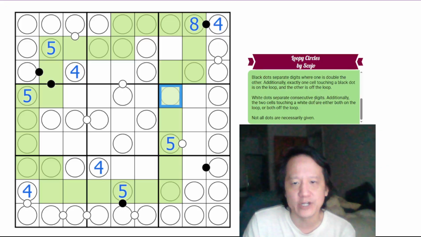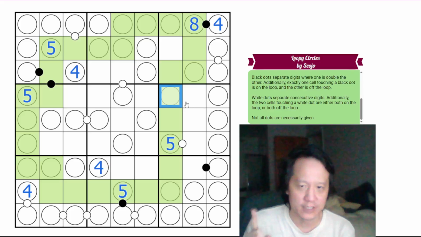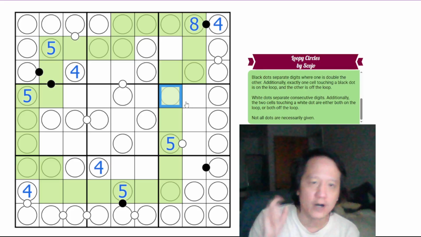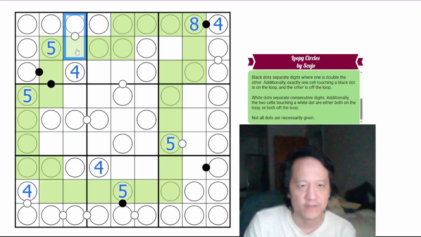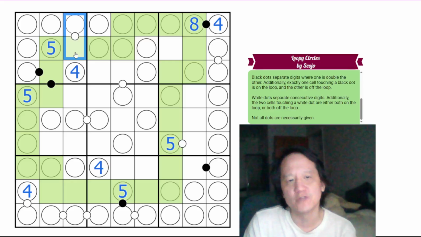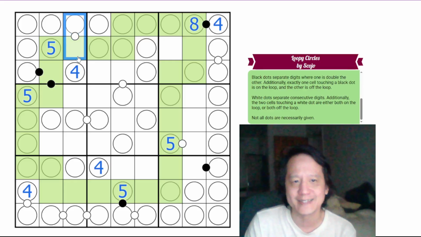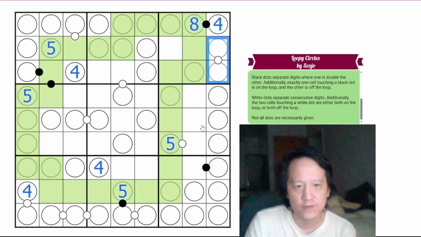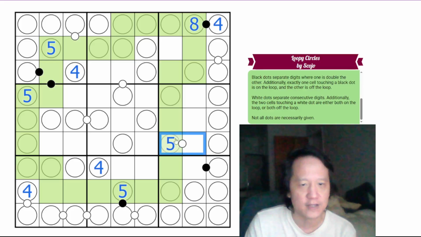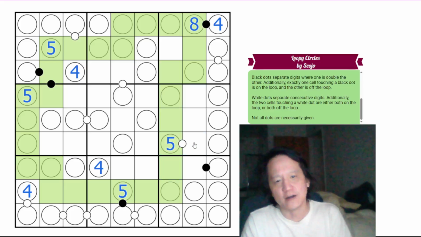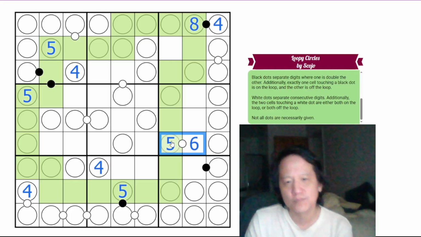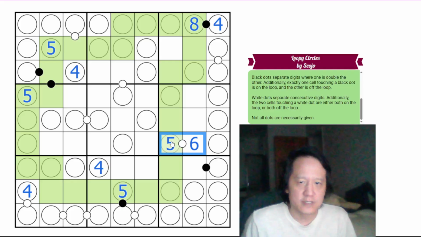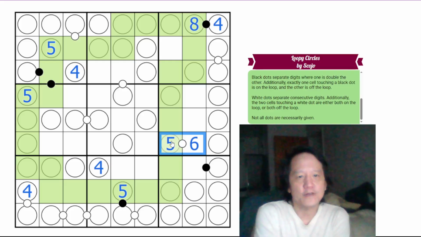White dots separate consecutive digits. And additionally, the 2 cells touching a white dot are either both on the loop or both off the loop. So this would not be a valid example of a loop then, because one of the digits is on, but the other one is off, and that's not allowed. You can either have them both off or they're both on, and I don't think I have any examples where they're both on. But say this was a 5, this would have to be a 4 or a 6 to make sure that these digits are consecutive. And not all dots are necessarily given. So those are all the rules.